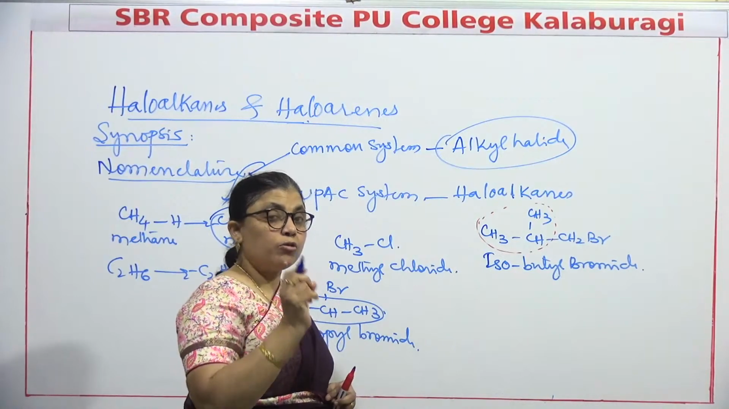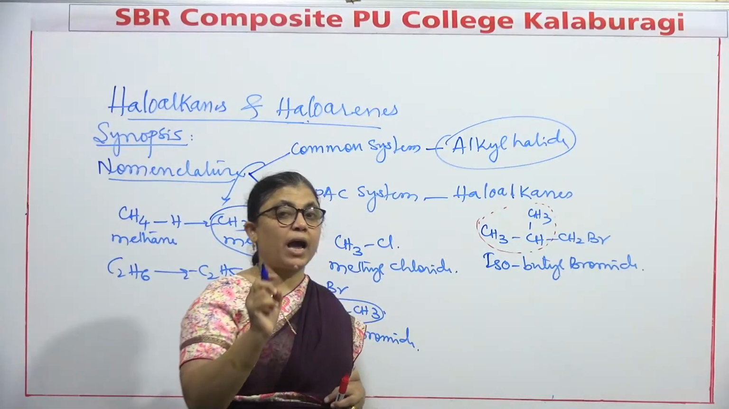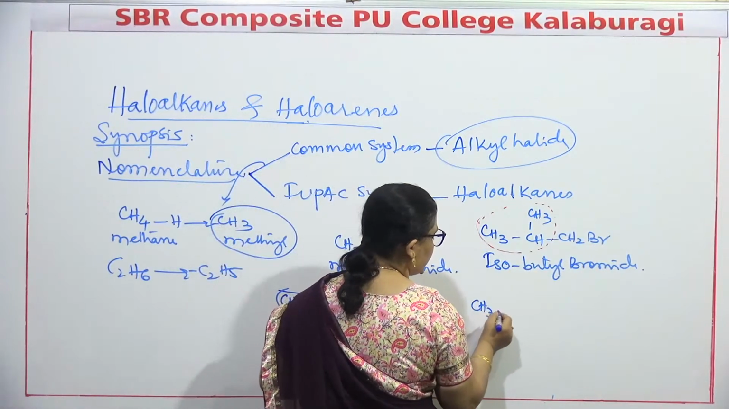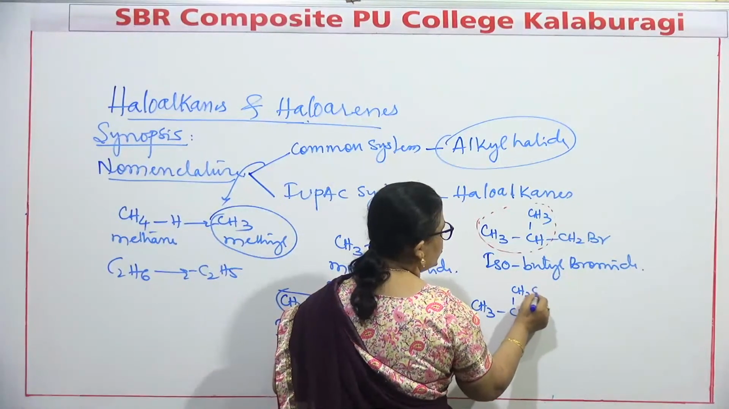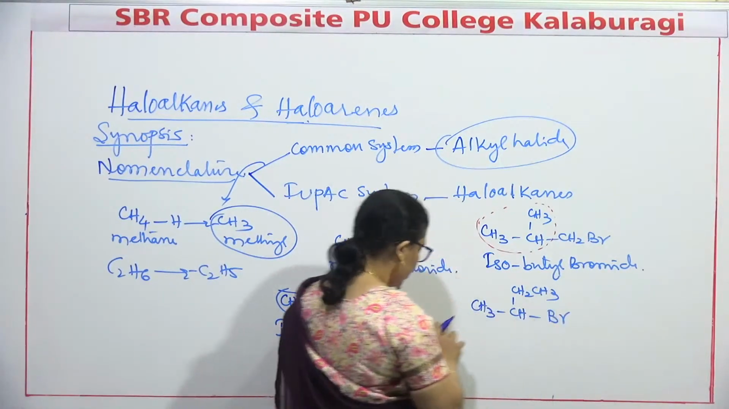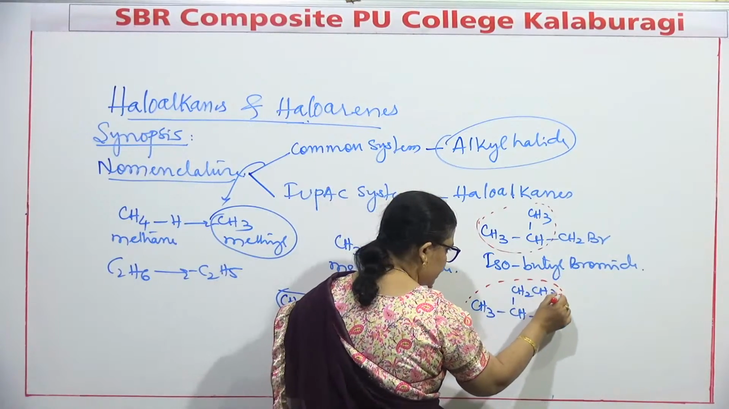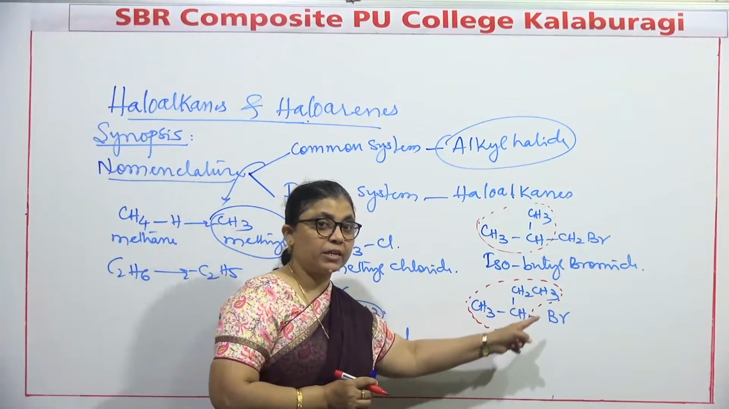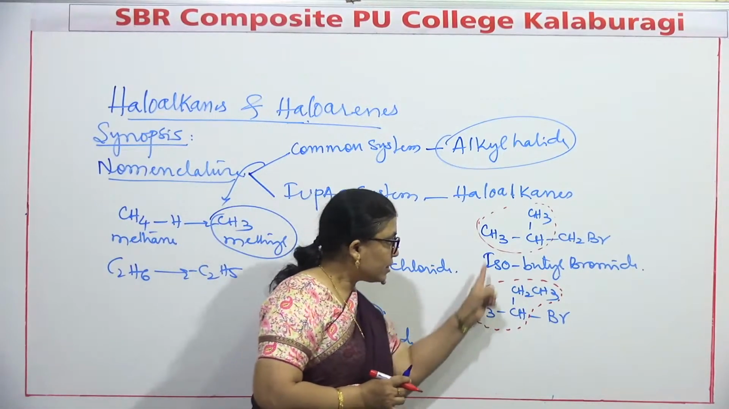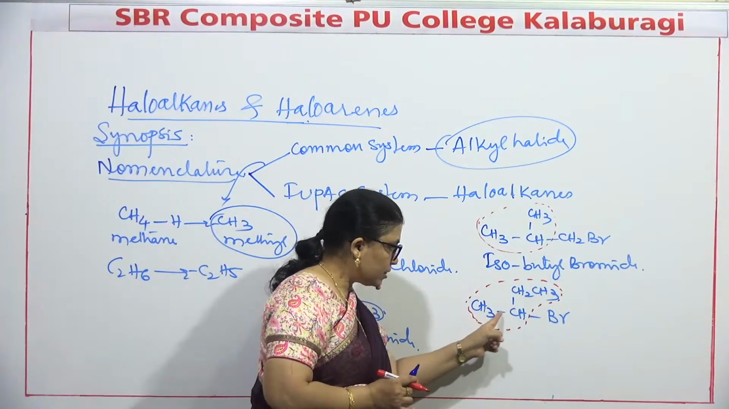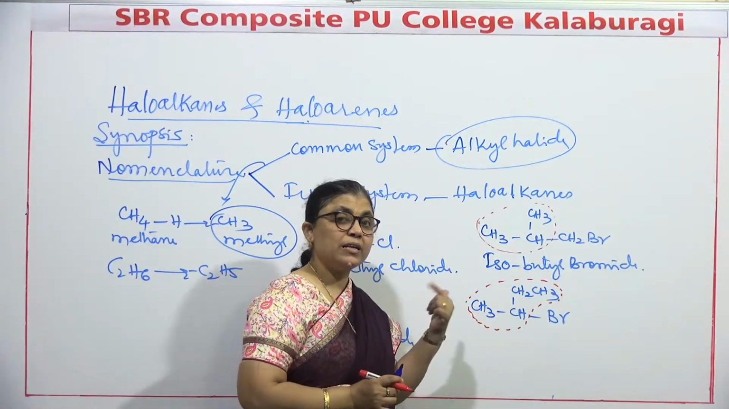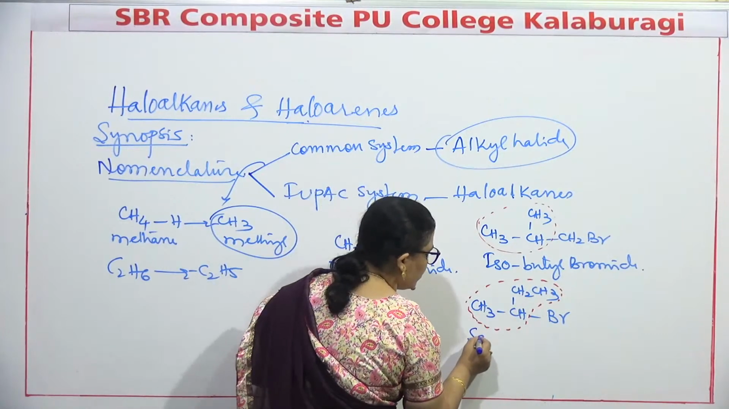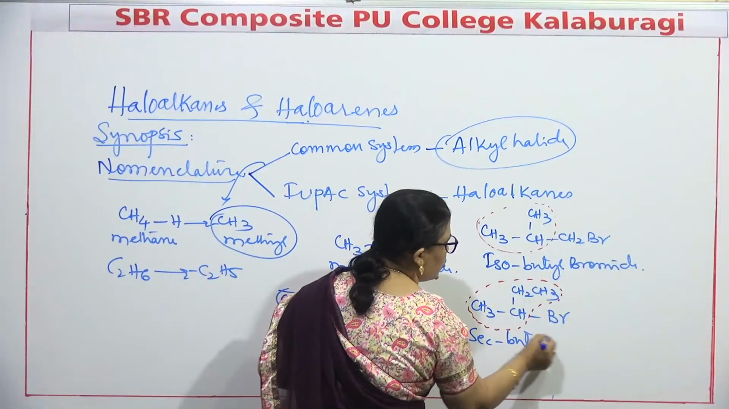Most children get confused between iso and secondary. If I write CH3-CH(Br)-CH2-CH3, this is called secondary. Remember, CH3-CH-CH3 is iso, and CH3-CH-CH2-CH3 is secondary. How many carbon atoms are there? 4 carbon atoms. That's why it is called secondary butyl bromide.